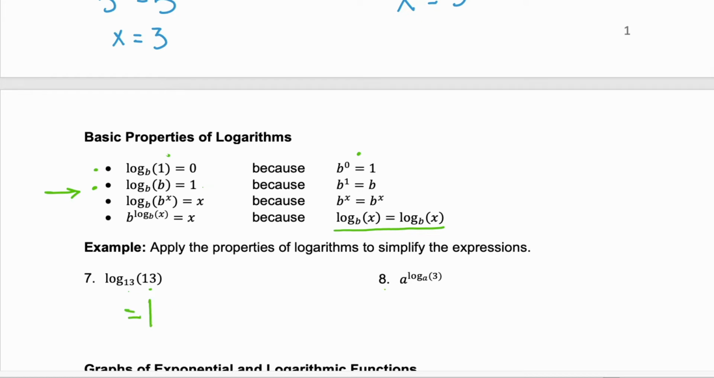In 8, we have an exponent. We have a to the power of log base a of 3. Since the base of the exponent is equal to the base of the log, this is equal to just that argument of 3. So our answer is our argument, this 3 on the inside.